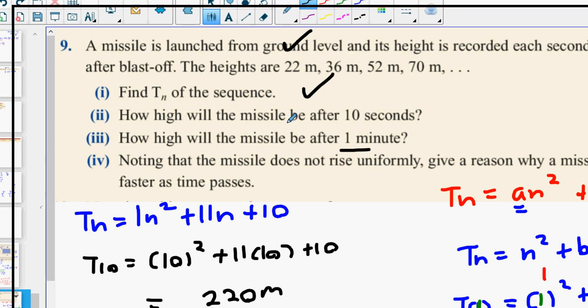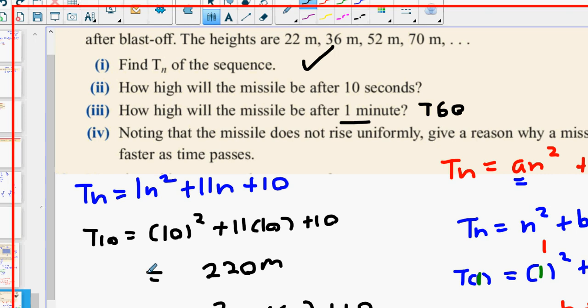Anybody happy with T60? Can somebody do this in the calculator for me? I don't think I'll be quite this good. I can give it a go though. I think it's 4,270. Will you check it out for me? Alright, cheers.